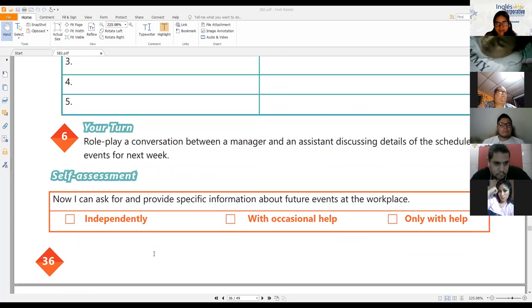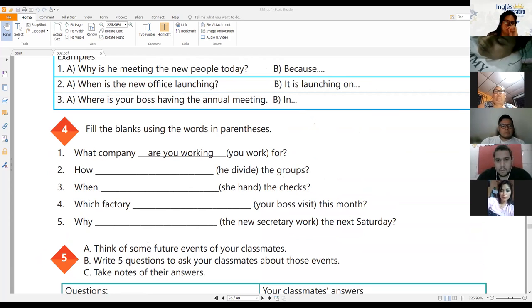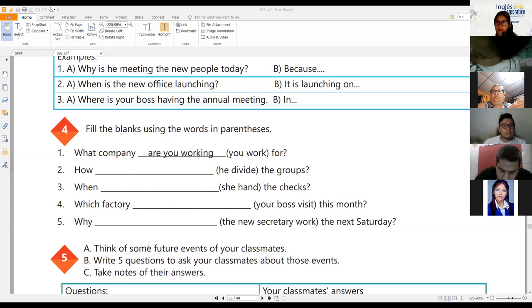Okay. What you're going to do here in this page. Go to your manual, page 36. What company are you working for? Right? And what you're going to do now is complete the question for number two. How is he giving the growth?